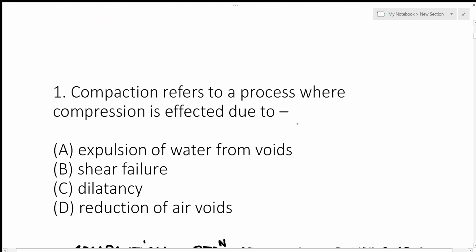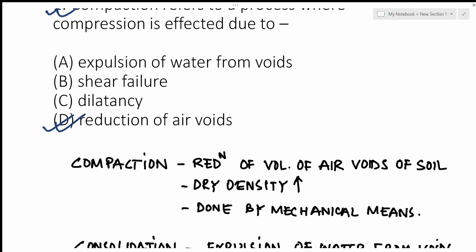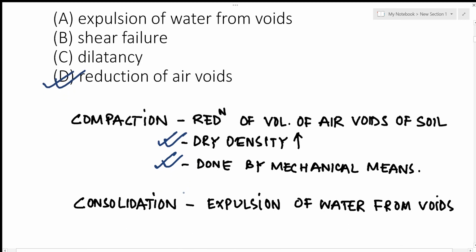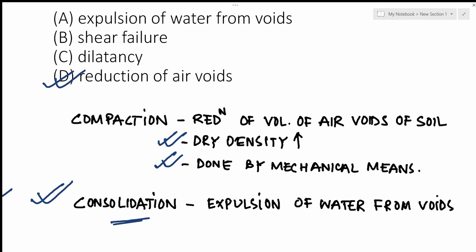First question is compaction refers to a process where compression is affected due to. The answer for this particular question would be reduction of air voids. Compaction is due to the reduction of air voids of soils. The dry density of the particular soil increases because of compaction and it is done by mechanical means. On the other hand, consolidation is expulsion of water from voids. So if the question comes regarding consolidation, the answer would be expulsion of water from voids.